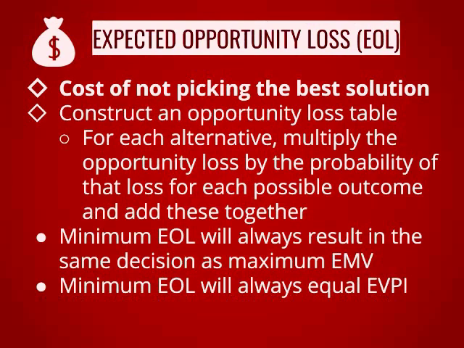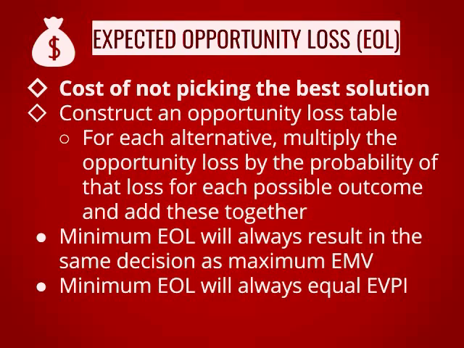Next, we have the expected opportunity loss or EOL. This is the cost of not picking the best solution. To get this, first, we need to construct an opportunity loss table. Next, for each alternative, multiply the opportunity loss by the probability of that loss for each possible outcome and add these together to get the EOL. Take note that the minimum EOL will always result in the same decision as the maximum EMV, and the minimum EOL will always be equal to the EVPI.